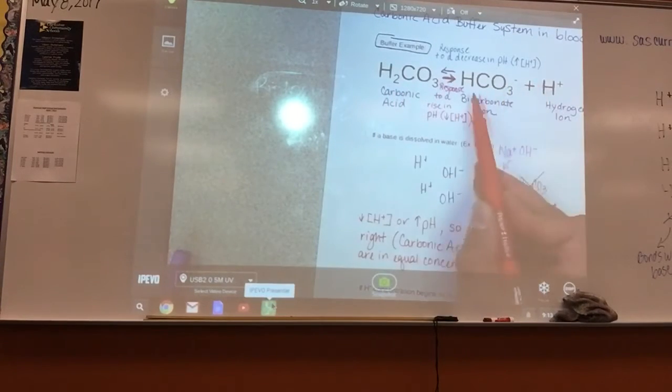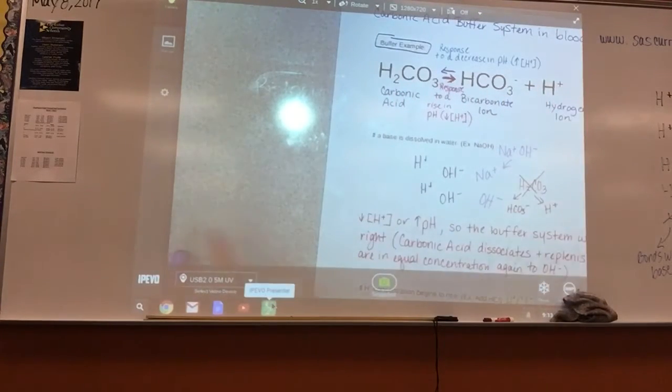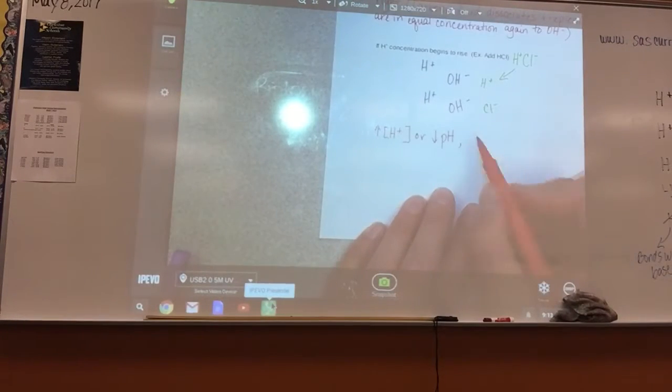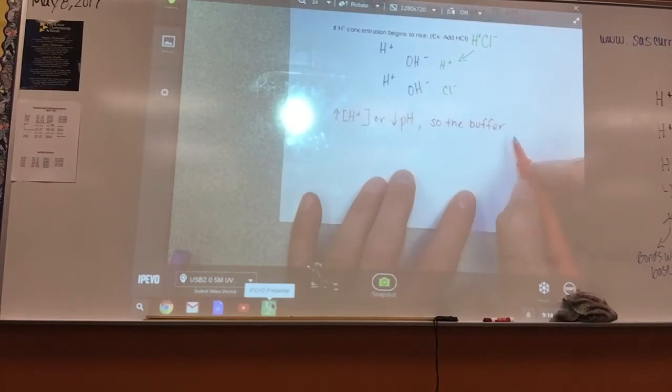When it does that, it takes the H pluses out of the solution and brings it back to equal. So let's write that down. So the buffer system will go to the left.